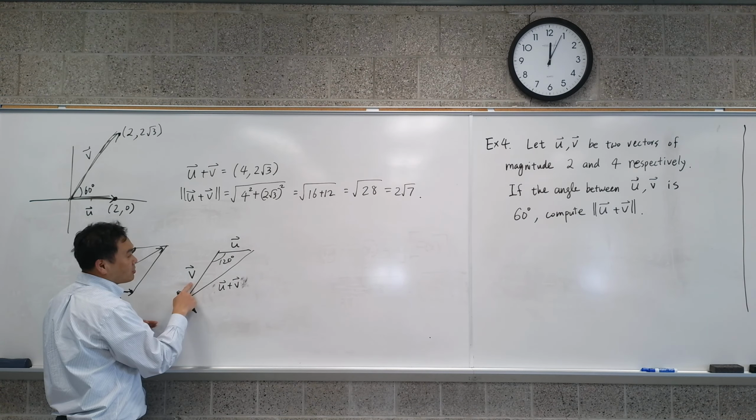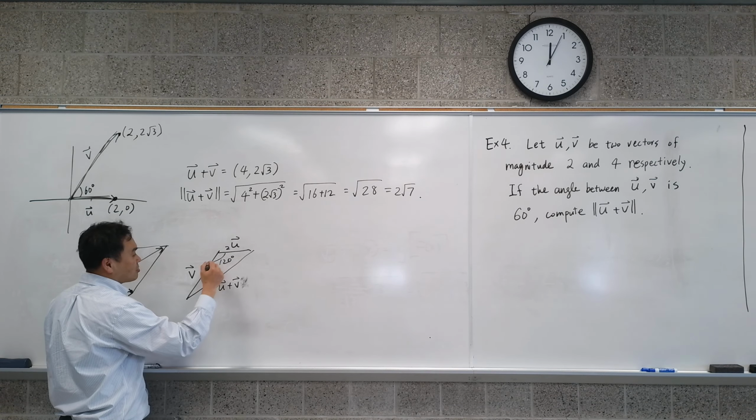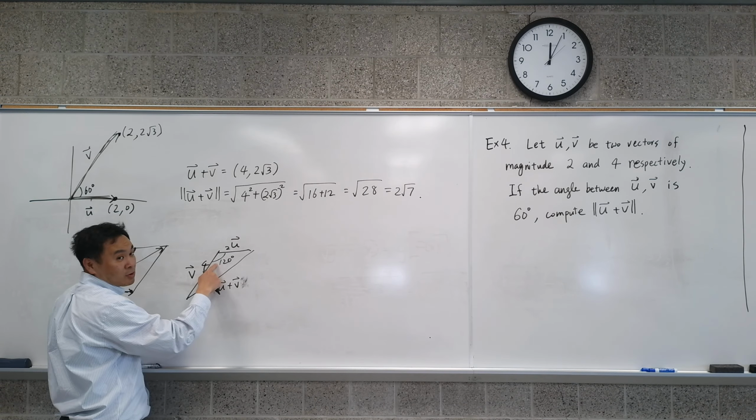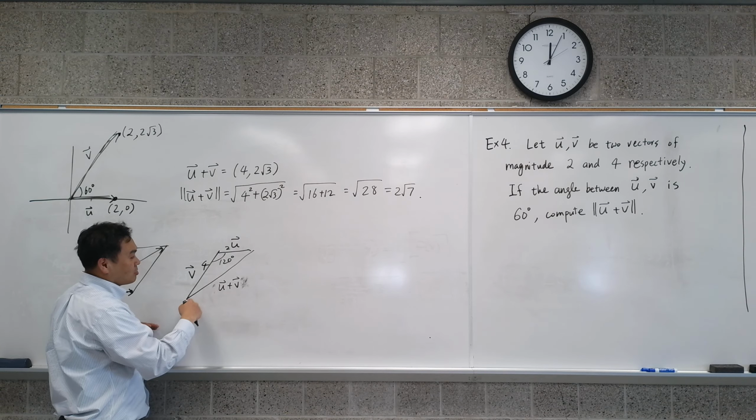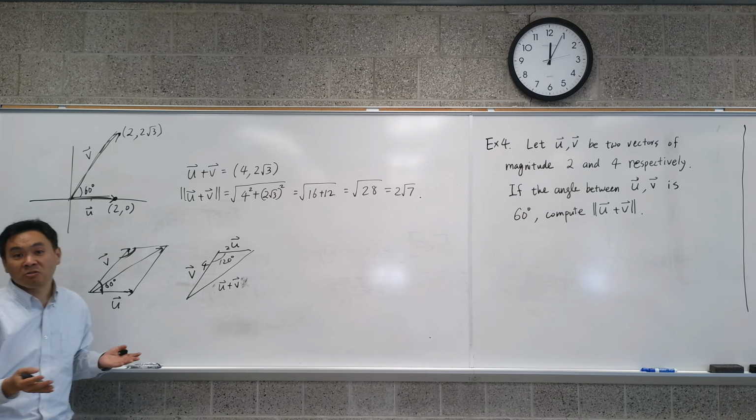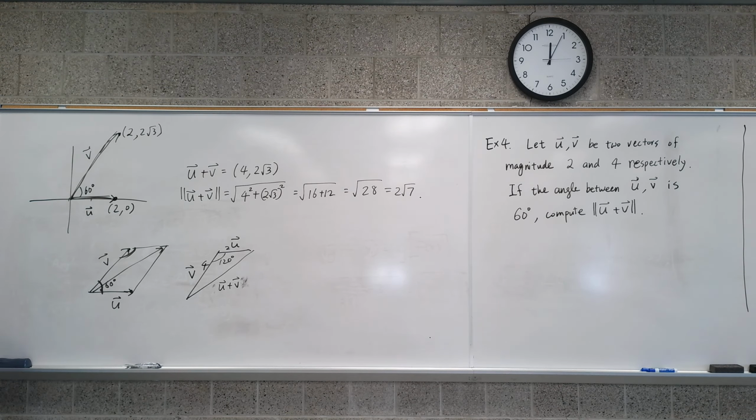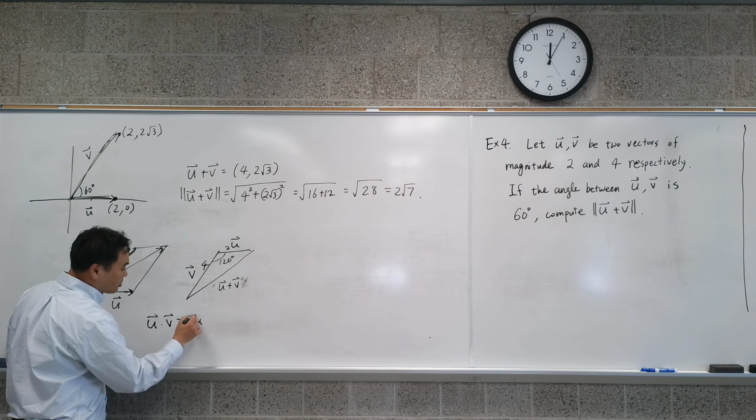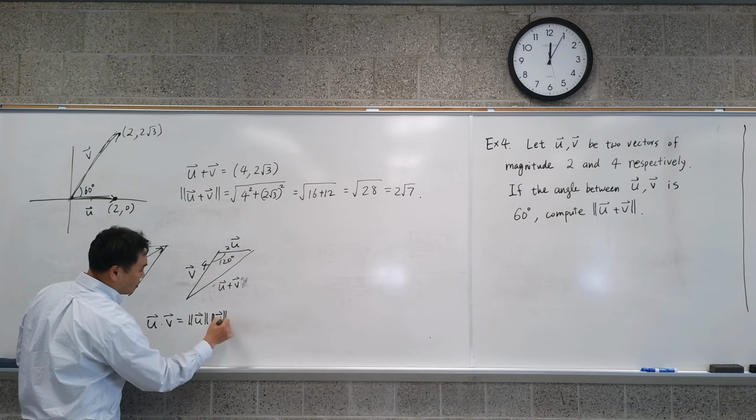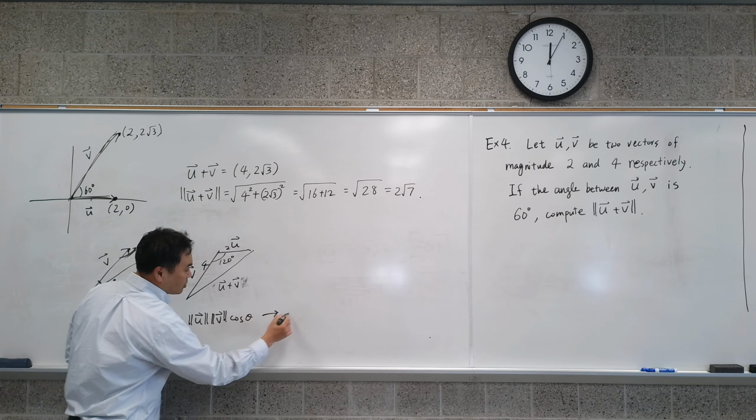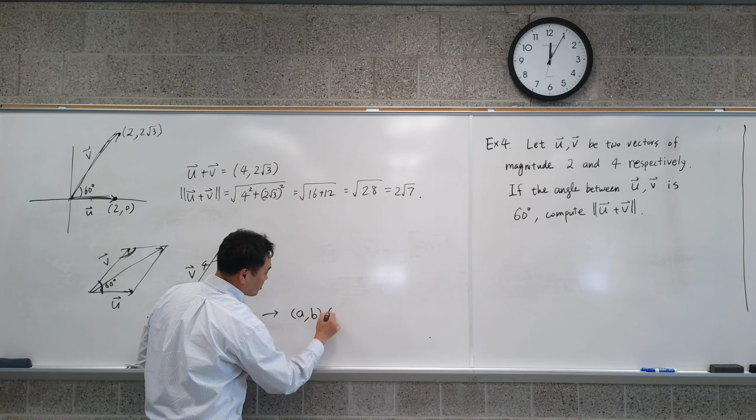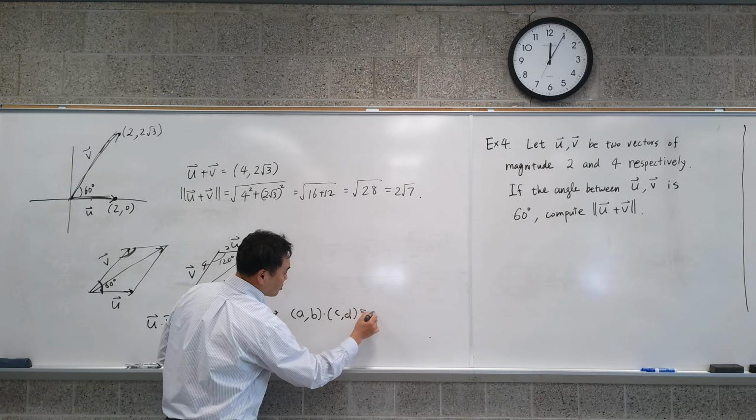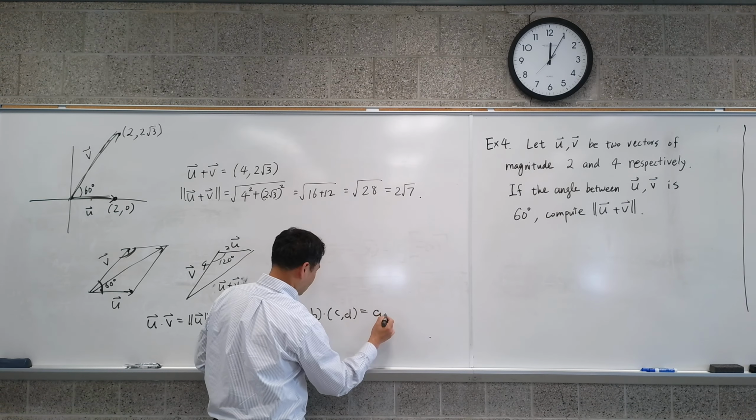Because you know the length of v, this length is 2, this length is 4, and you have 120 degrees, this length can be obtained by, again, using the cosine law. In fact, I tried to go from the original physical definition to the coordinate definition of the dot product, which is that coordinate-wise multiplication.